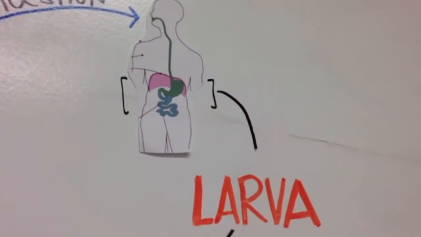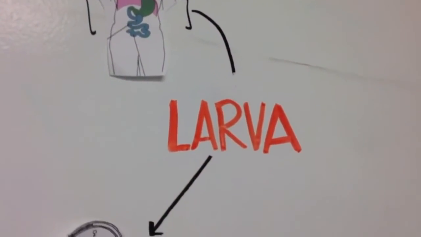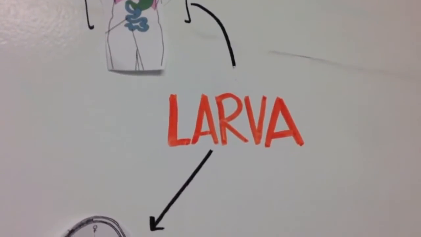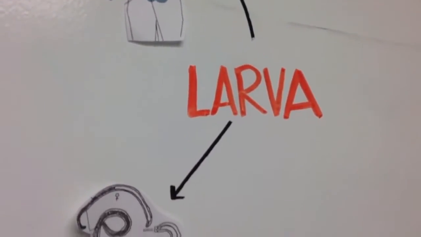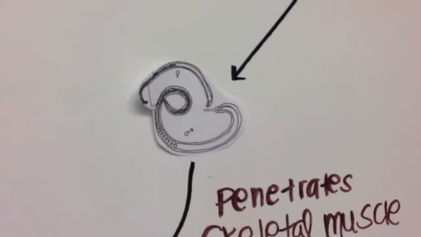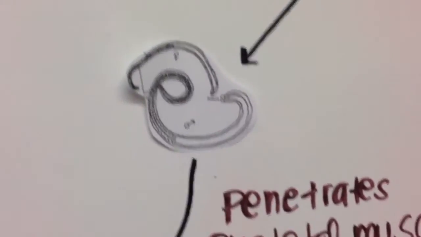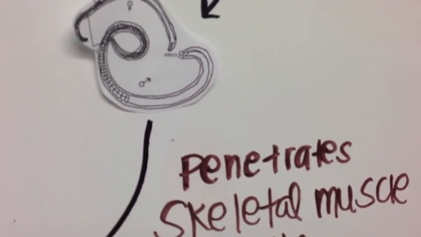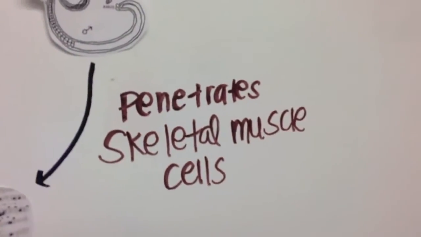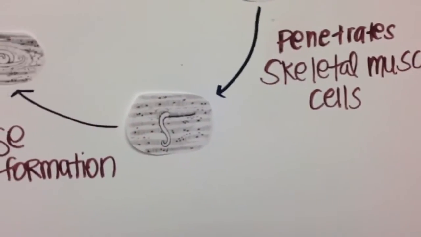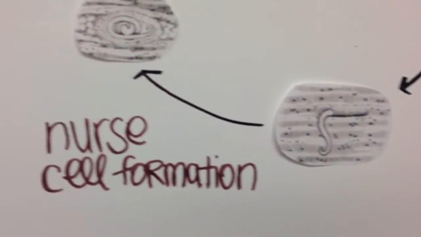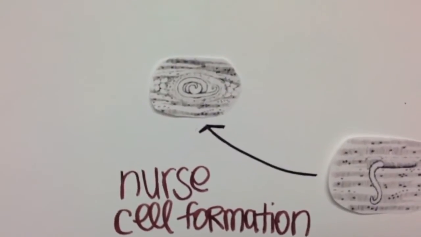After the human ingests the cyst, pepsin and gastric acid release the larva from the cyst. They then invade the small bowel mucosa and develop into adult worms. After 1 week, females will release larvae. The larva will migrate and penetrate skeletal muscle cells. Then they will encyst, also called nurse cell formation.